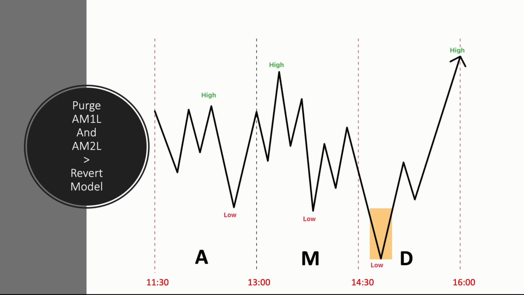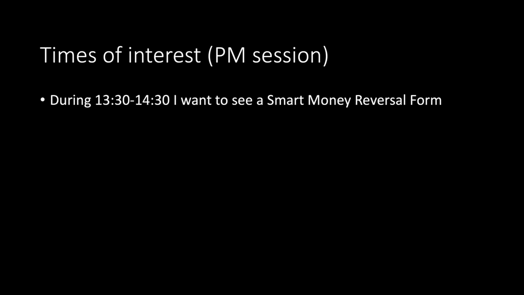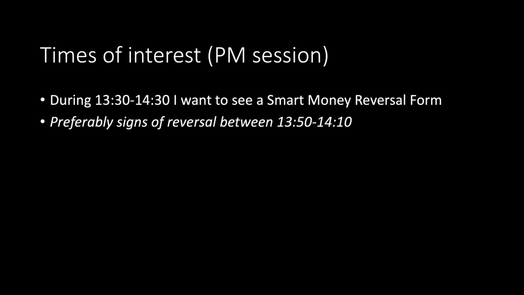There's a switching that occurs of what profile will be followed on that very specific day. And our job is to determine what profile is likely to be followed for that current trading day. To summarize, here are the times of interest for the PM session. During 1:30 p.m. to 2:30 p.m., I want to see a smart money reversal form. I would preferably want to see signs of a reversal between 1:50 to 2:10 p.m.